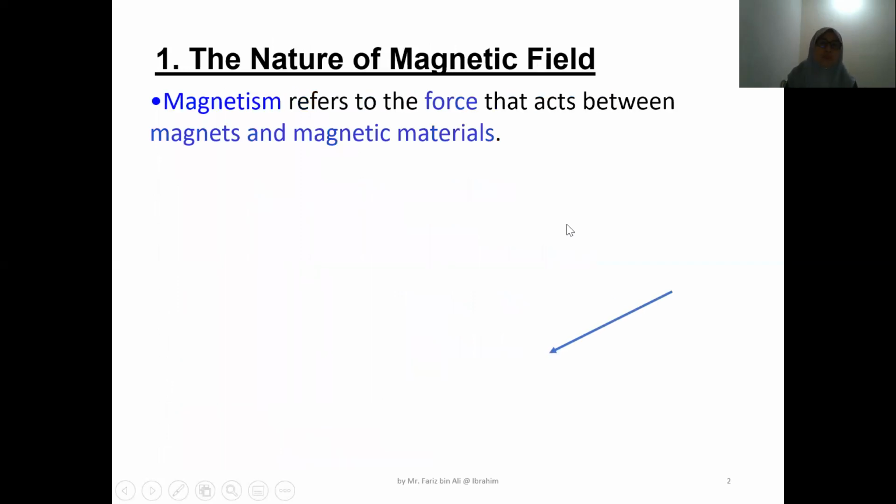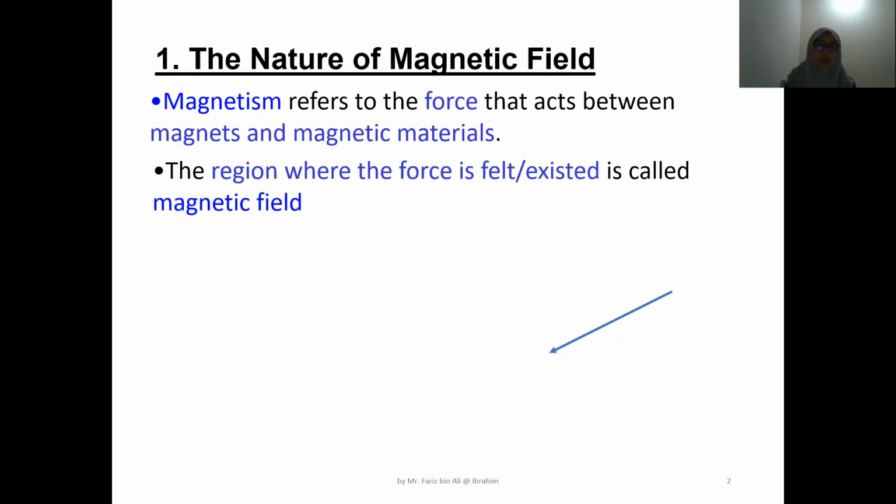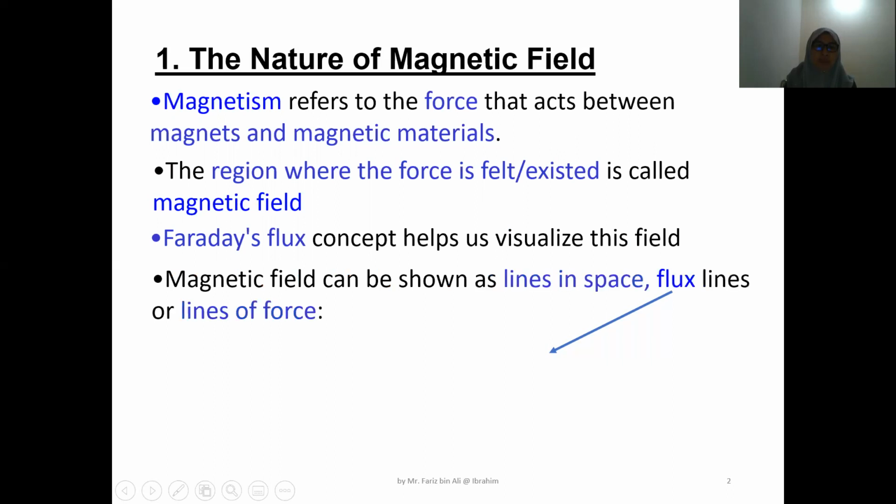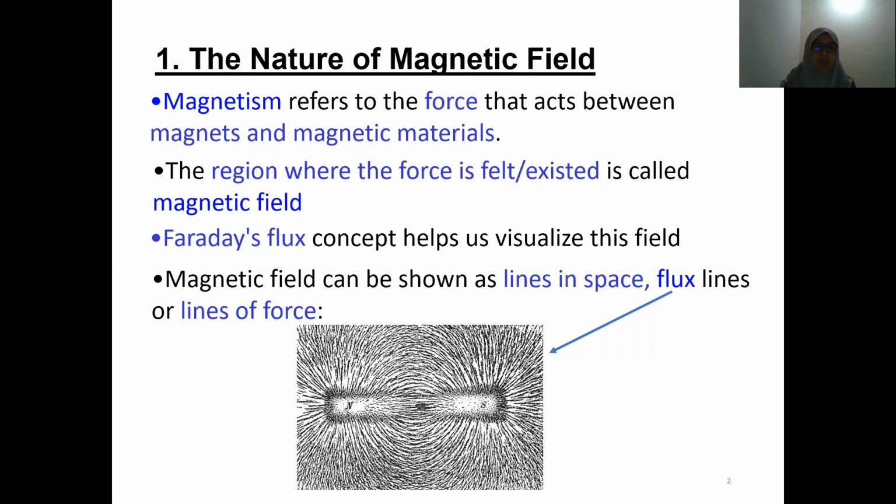The first subtopic is the nature of magnetic fields. Magnetism refers to the force that acts between magnets and magnetic materials. The region where the force is felt and exists is called the magnetic field. Faraday's flux concept helps us visualize these fields. A magnetic field can be shown as lines in space, called flux lines or lines of force.